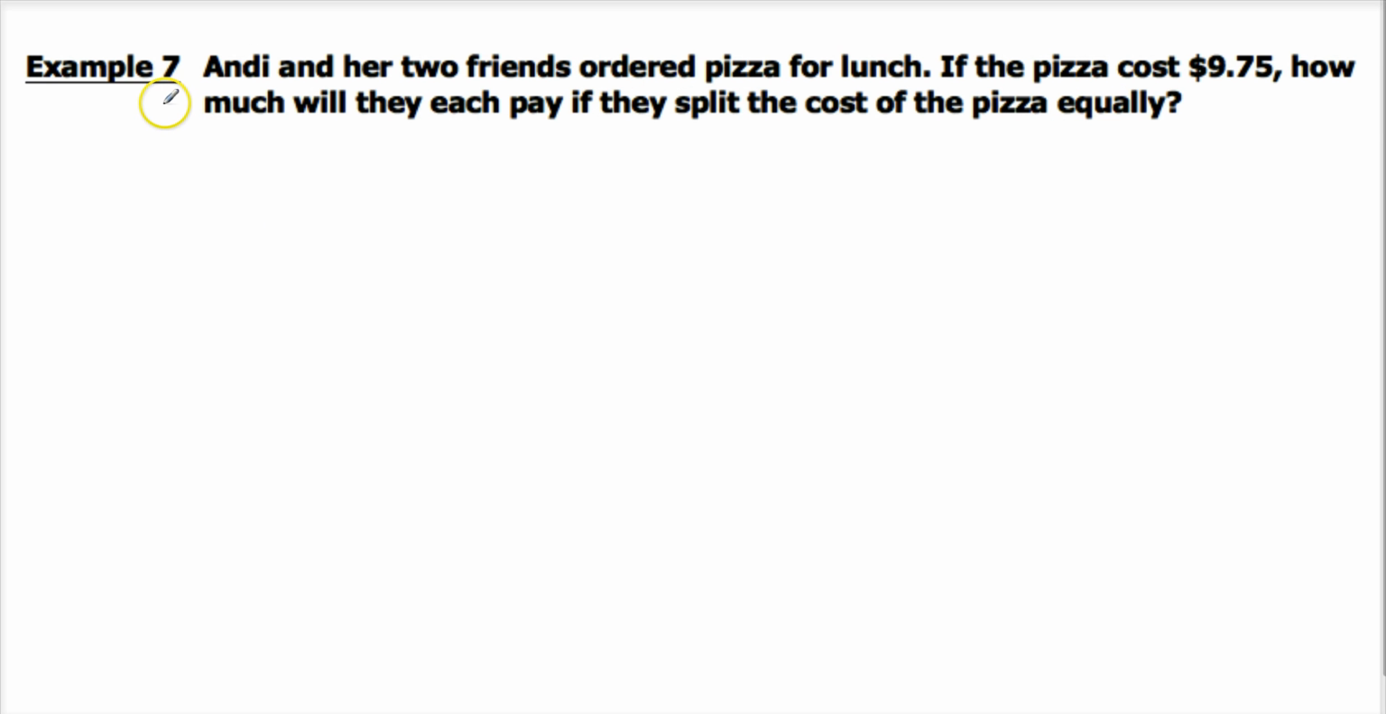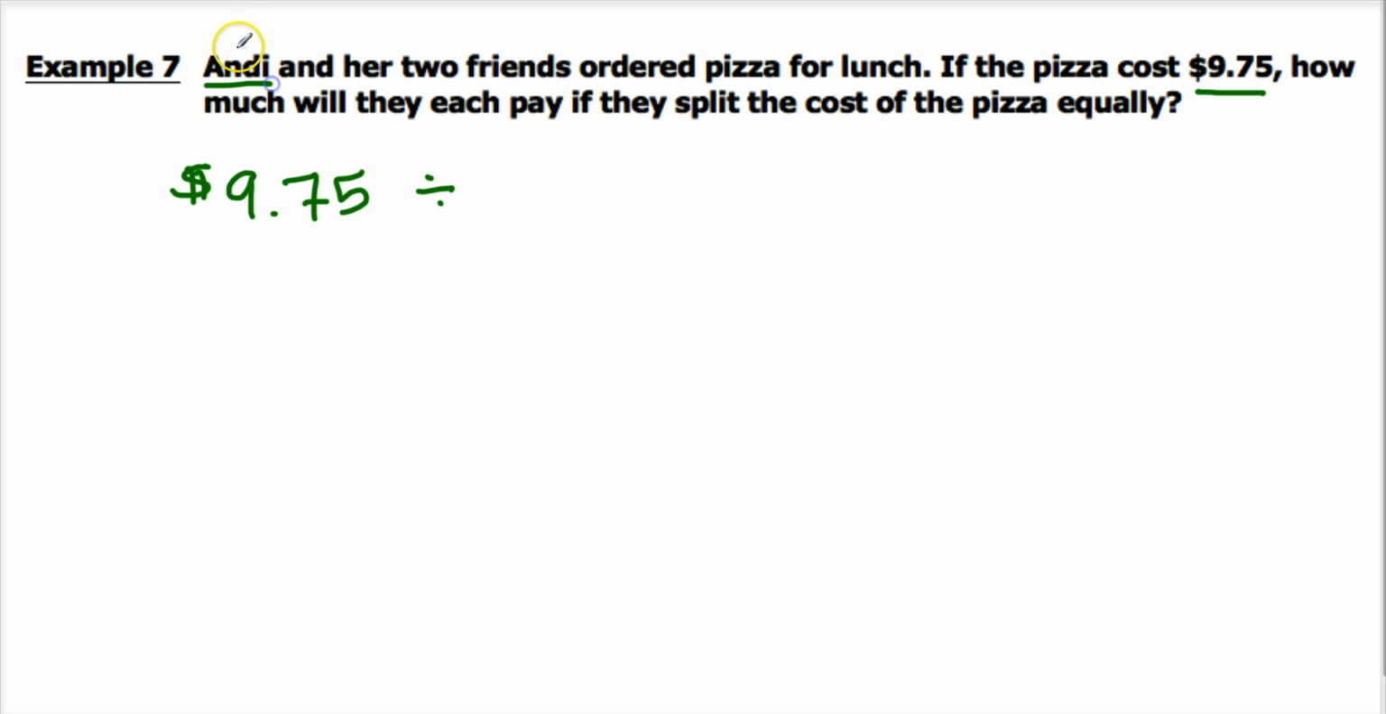Okay, our last problem is a small word problem. It says Andy and her 2 friends ordered pizza for lunch. If the pizza cost $9.75, how much will they each pay if they split the cost of the pizza equally? So what this problem is asking us to do is take a total cost of $9.75 and split that, or divide it, among the number of people paying.